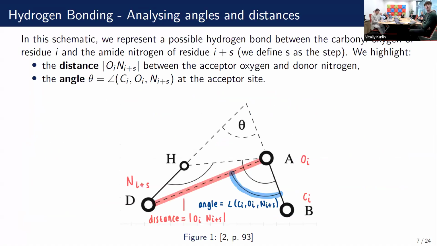And this is the framework we'll use. So we take the distance between the oxygen in residue I and the nitrogen in I plus S, where S is the step. The step is like we see when we talk about the helices and the hydrogen bonding. And also the angle between the carbon in residue I, the oxygen in residue I, and the nitrogen in I plus S. And that's a little drawing there with the angles and the distances. They're important.